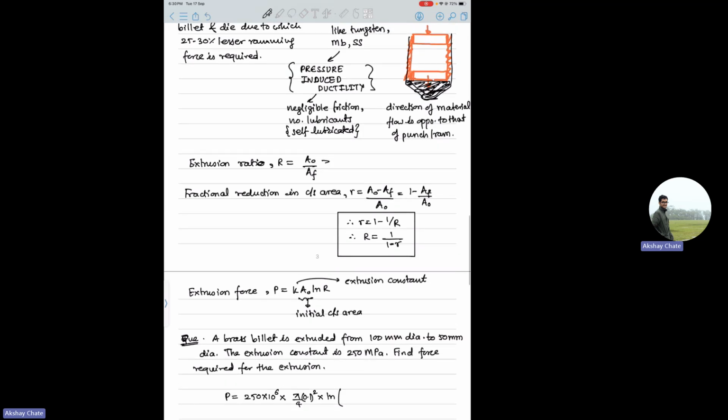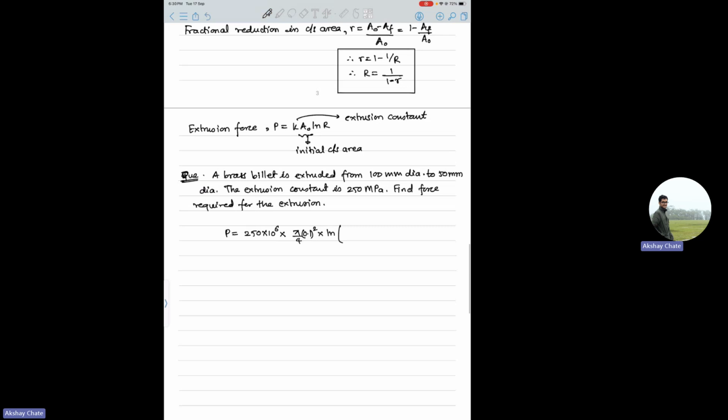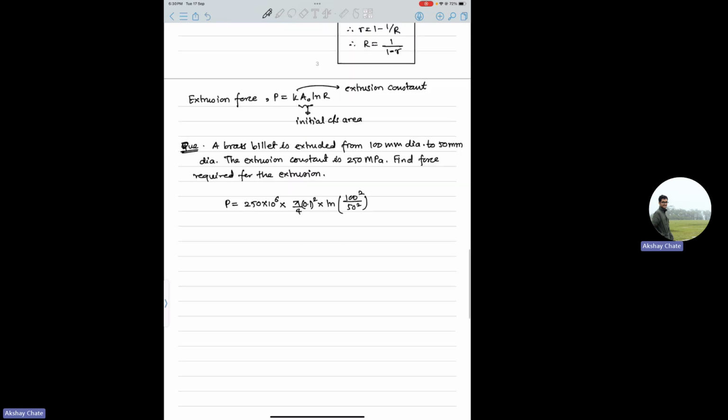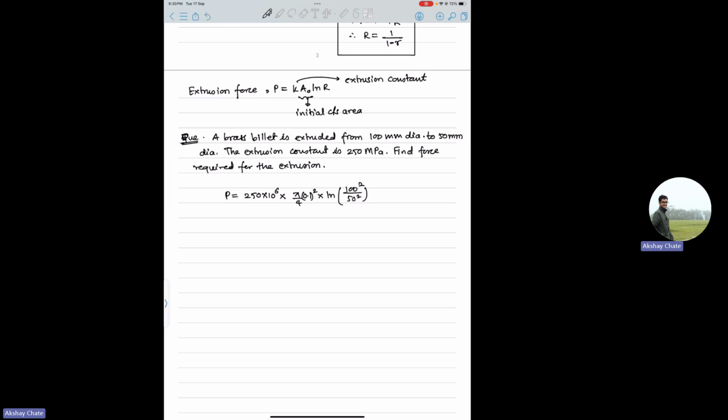Okay, so you can remember like this also. It should be always greater than 1. So A naught will be proportional to the square of diameter. So 100 square divided by 50 square. Okay. So that is just 4 times. So ln of 4. And if you plug all these values, you should get P as 2.72 meganewton.